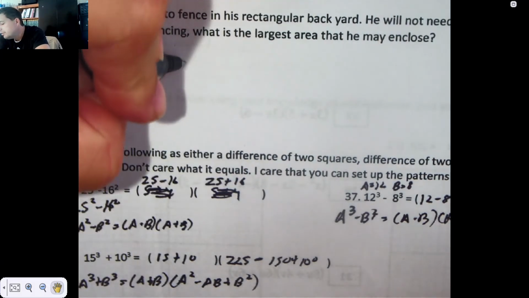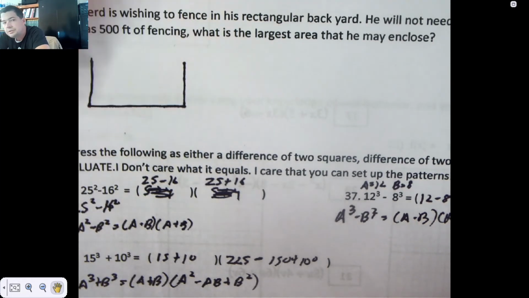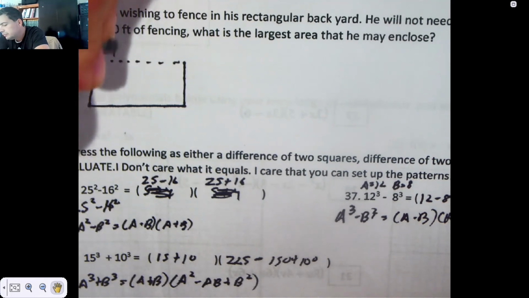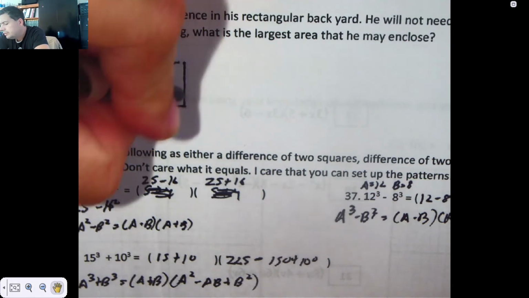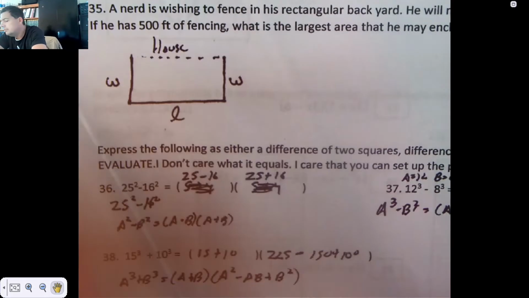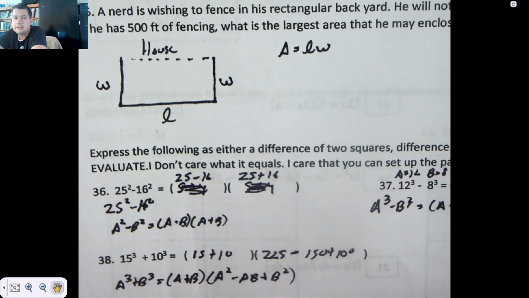So what we're dealing with is a three-sided rectangle. We have three real sides, and then we have this side over here, which is the house. A lot of you guys have this as your backyard. That's what your backyard looks like. We'll call the short sides W and the long side L. And the area function is still going to be length times width. That's not going to change.